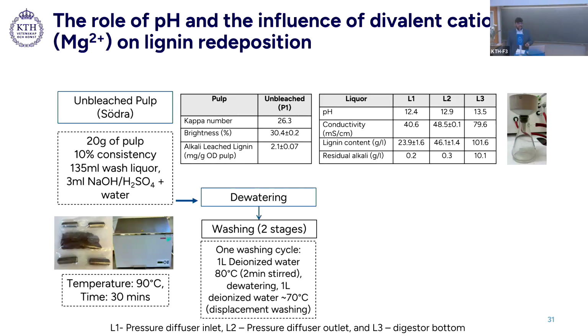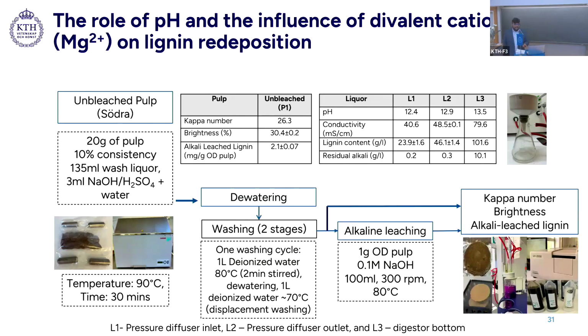One washing cycle involved the pulp being suspended in a plastic vessel with 1 liter of deionized water at 80 degrees Celsius, and they were stirred for 2 minutes, followed by dewatering, and then displacement washing with 1 liter of deionized water at 70 degrees Celsius was performed.